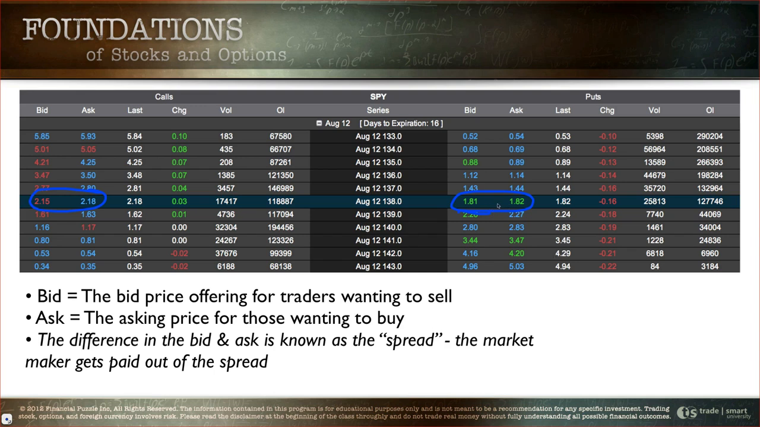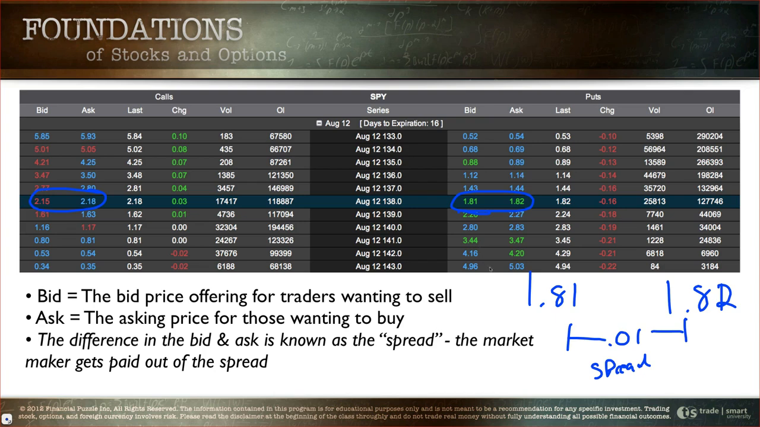Somebody says, what do you mean by the spread? Jake, it's this right here. If your bid is 181 and your ask is 182, well, there's a 1 penny difference right in there. And that is the spread. It's the difference between 181 and 182. This spread is the amount of money that the market maker has to work with.